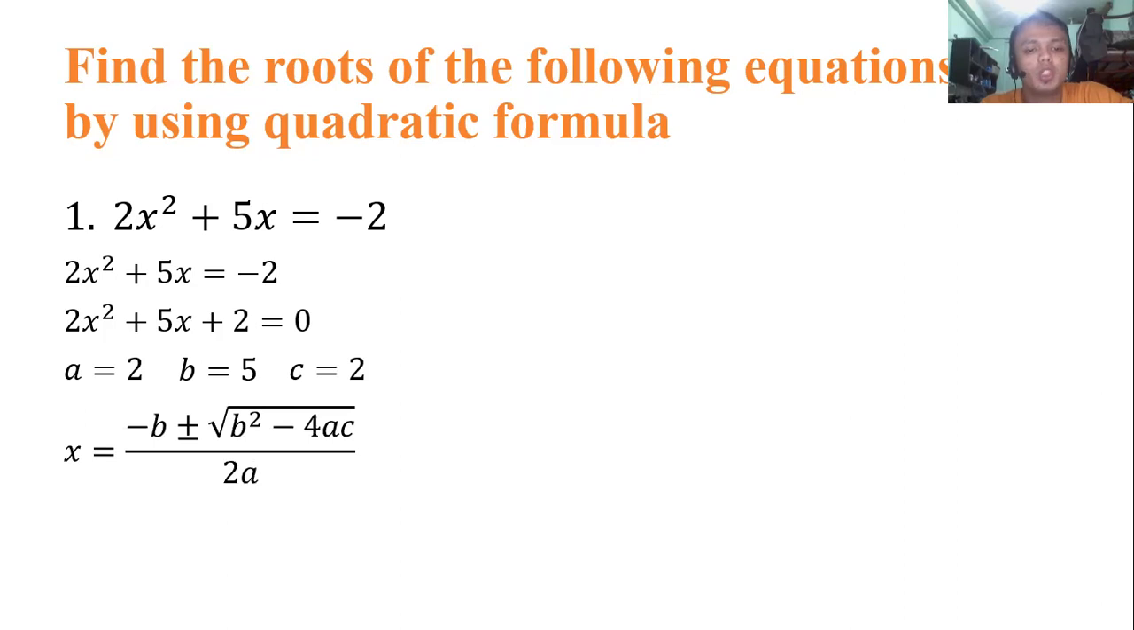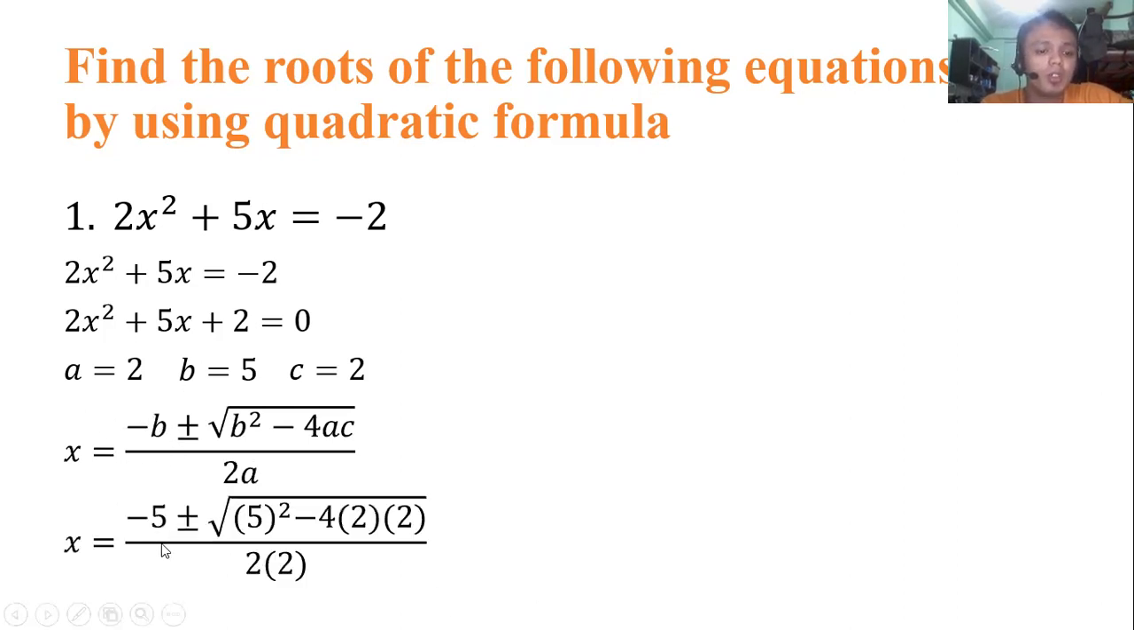We have A is equal to 2, B is equal to 5, C equal to 2. Then substitute it to this formula. Substitute B to 5, B again to 5, A to 2, C to 2, and A again to 2. Then now, negative 5 plus or minus the square root of 5 squared is 25, negative 4 times 2 times 2 is 16, all over 2 times 2 is 4.